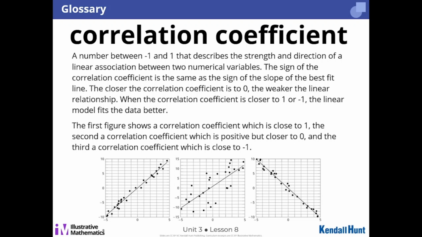The relationship in the middle would be a moderate to weak positive correlation, closer to the 0 than the 1. And the one on the right would be a strong negative correlation somewhere close to a -1. If you have any questions about these, please make sure to ask for clarification.